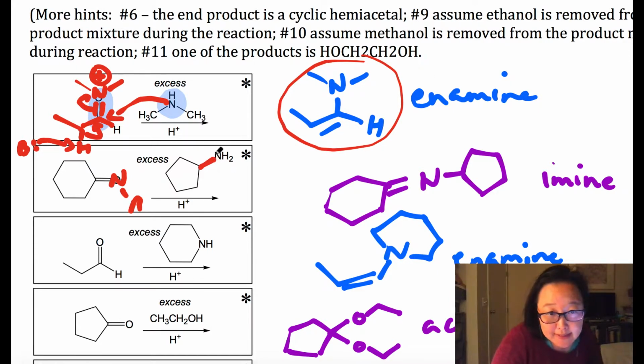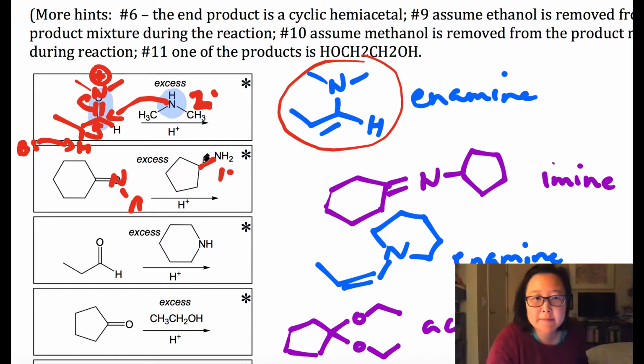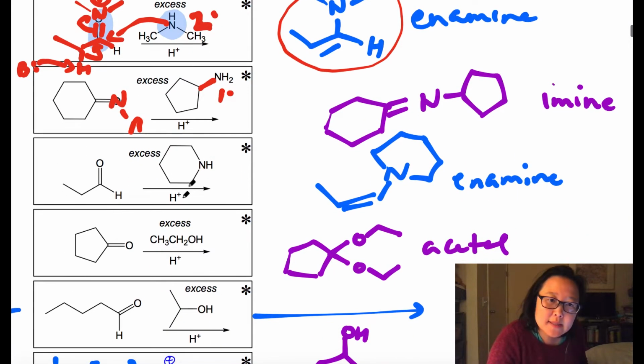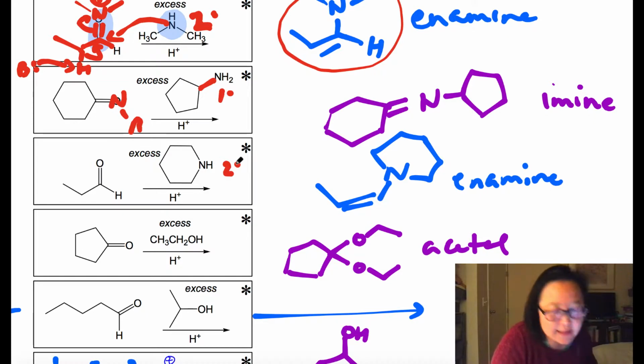All right, and that's because this nitrogen is primary. It's another way you can tell. This is primary, this is secondary. Okay, secondary makes enamine, primary makes imine. So what does this one make then? This is a secondary cyclic amine. So it's going to make an enamine as well.